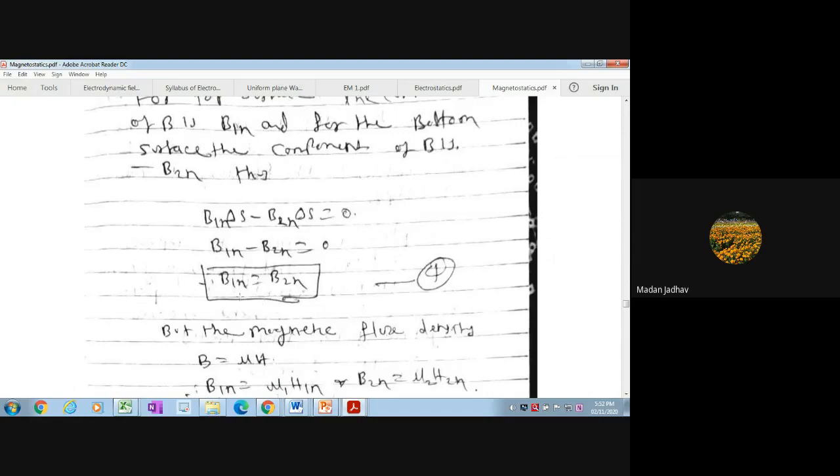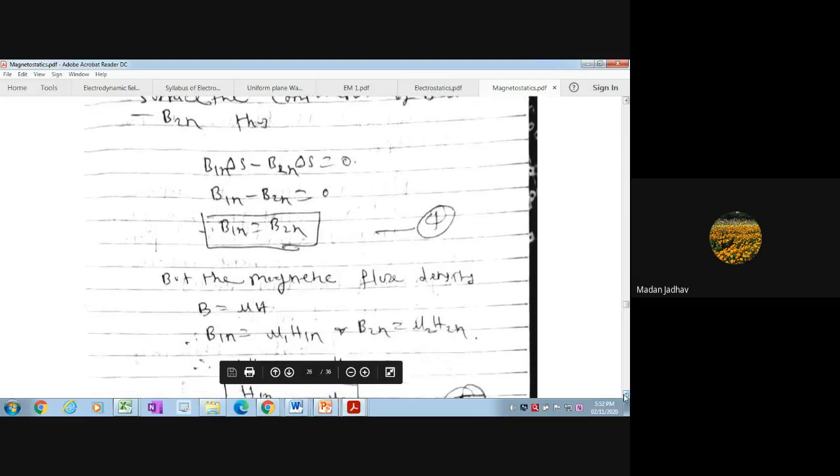Now what is the meaning of this? The normal component of magnetic flux density in medium 1 and the normal component of magnetic flux density in medium 2 are the same, or you can say it is continuous, or its magnitude is the same. This is the meaning of this first equation.